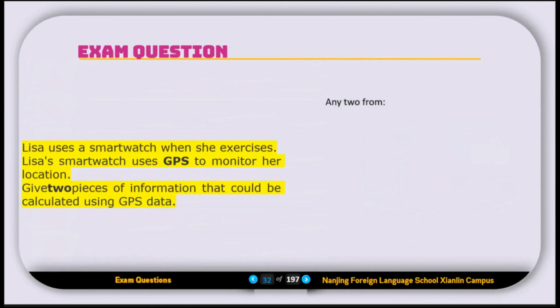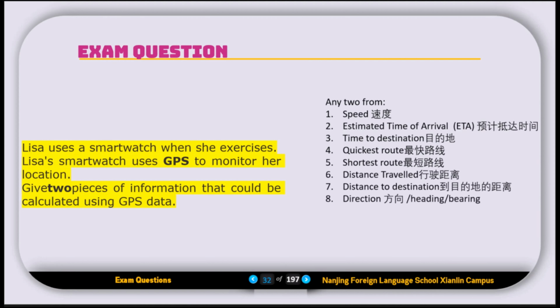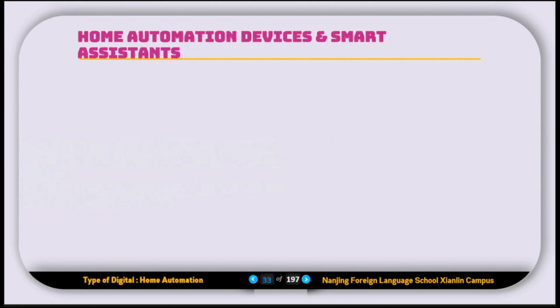Here's a question. Lisa uses a smartwatch when she exercises. Lisa's smartwatch uses GPS to monitor her location. Give two pieces of information that could be calculated using the GPS data. Here are the things that you can calculate: speed, estimated time of arrival, time to destination, quickest route, shortest route, distance traveled, distance to the destination, direction, heading, bearing, steps taken.